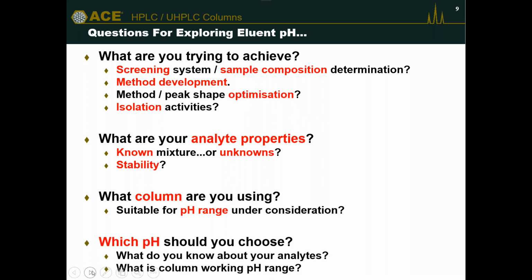And finally, where do you start? I mean, most methods we would start at low pH. So if I know the analytes of interest, I know I've got a big section of basic compounds that I really need better attention for, well, then I want to work at high pH. But does my column work at high pH, and are those analytes stable? So again, things to think about before you even start exploring pH.